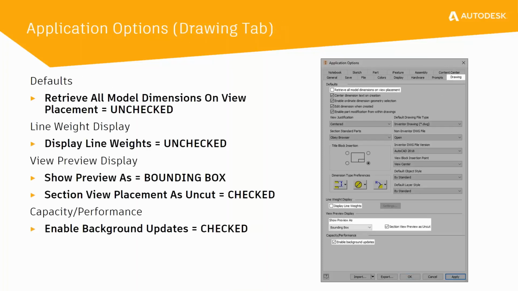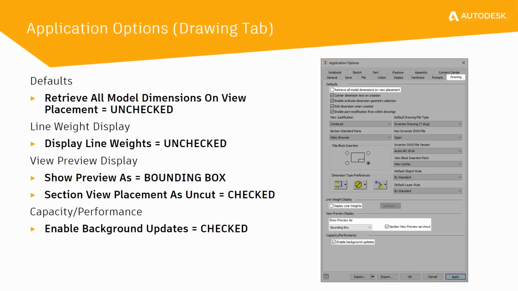On the drawing tab, again, a number of changes we want to make here if they're not already this way. We want to make sure that retrieve all model dimensions on view placement is unchecked. By clearing the checkbox, the dimensions will be manually retrieved after the view is placed. Display line weights is unchecked. By unchecking this, the lines will be shown on your drawings without weight differences. This doesn't impact the printing of those. It only changes the visual representation shown whilst working inside of Inventor.